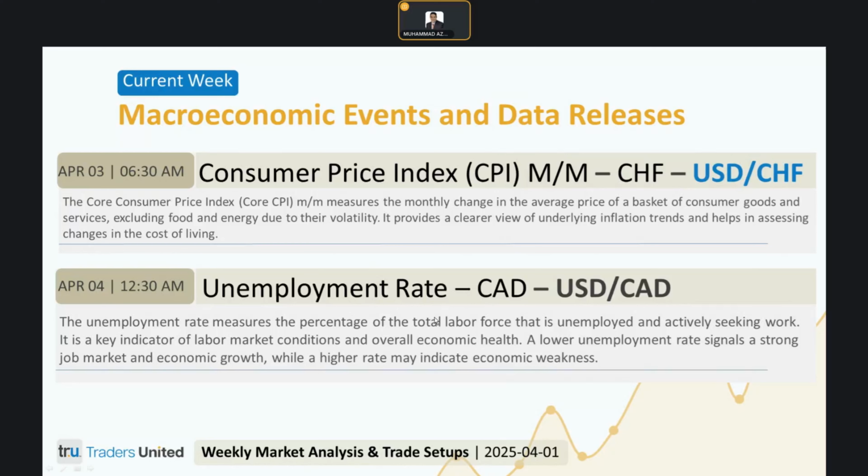So the conclusion is market participants will closely watch the Canadian unemployment data, as it could impact Bank of Canada policy decisions and drive USD CAD movements. A stronger labor market could boost CAD, pushing the USD CAD currency pair lower, while higher unemployment could weaken CAD, which means USD CAD is going to rise up.